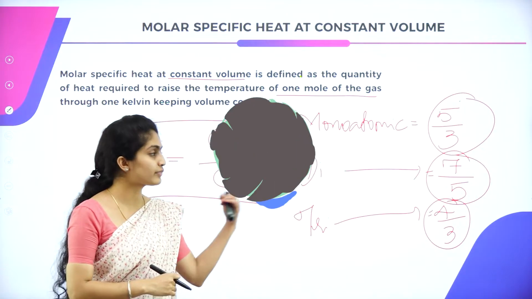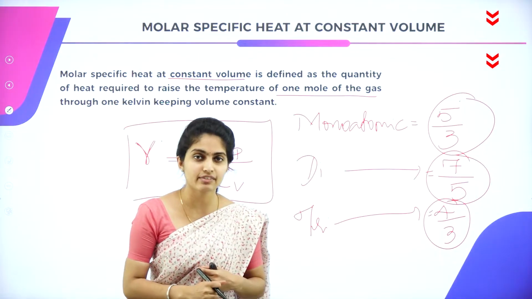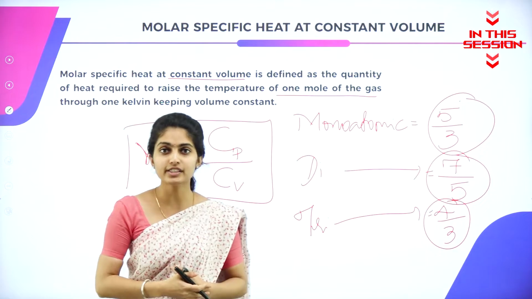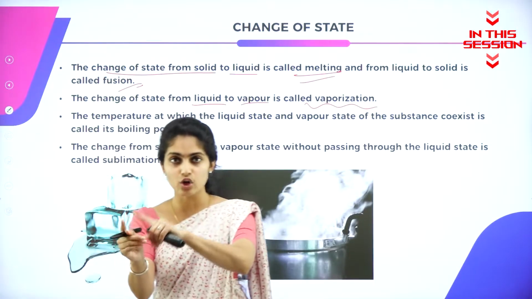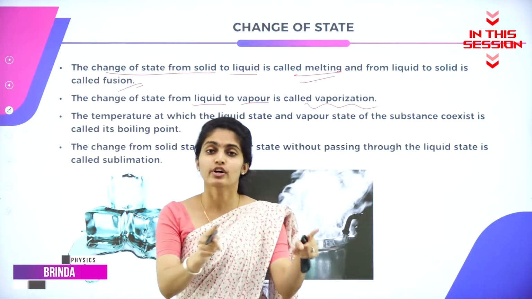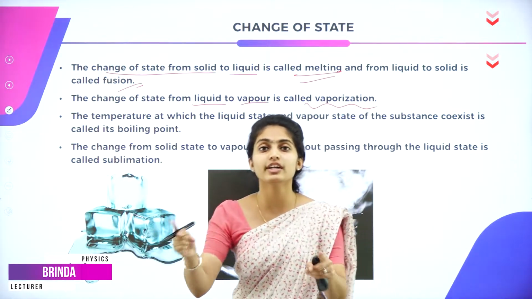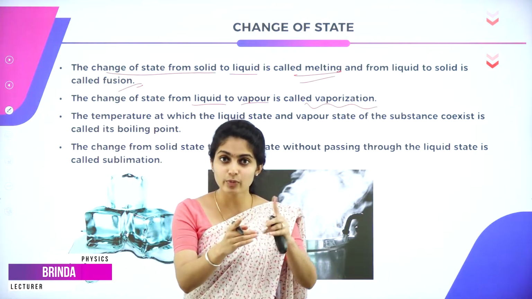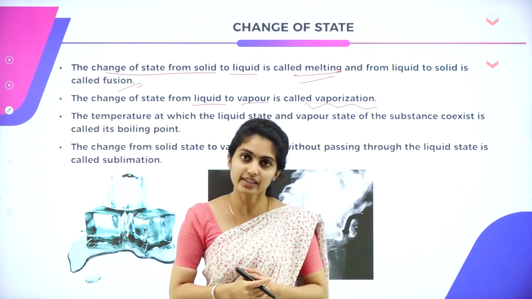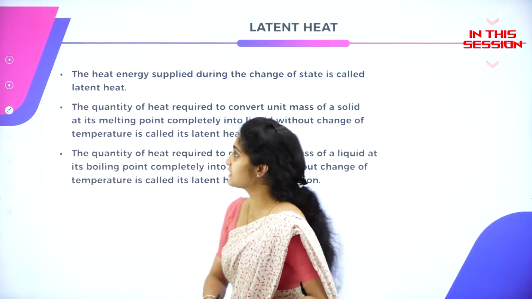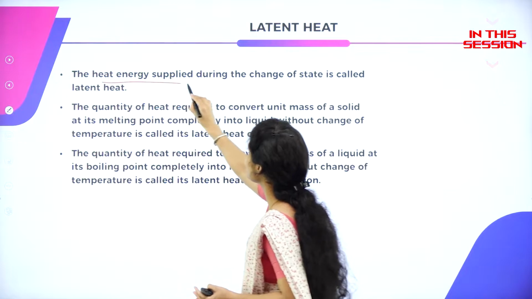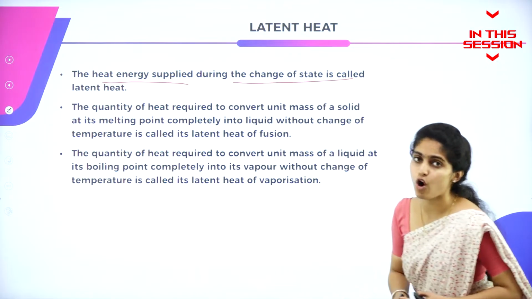For monoatomic it is 5 by 3, diatomic is 7 by 5 and triatomic is 4 by 3. From solid to liquid it is melting point. From liquid back to solid it is fusion, but from liquid to gas it is vaporization. Latent heat is nothing but the heat energy which is supplied during the change of state.